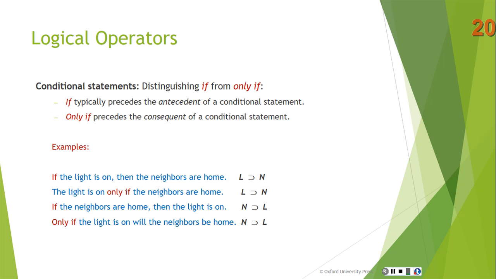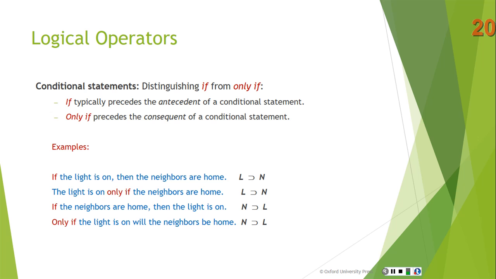If the light is on, then the neighbors are home. The phrase that follows "if" is "the light is on." We treat that as the antecedent, so we put it before the horseshoe, and we'll represent it with L. The neighbors are home, we'll represent with N, and we'll put it after the horseshoe. Why? Because it's the consequent. The light is on is the antecedent. The neighbors are home is the consequent.